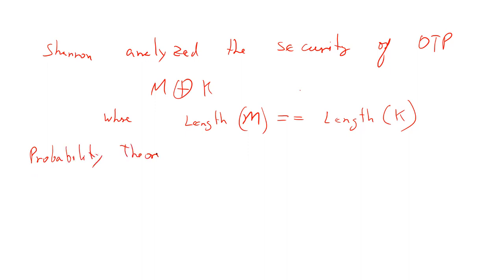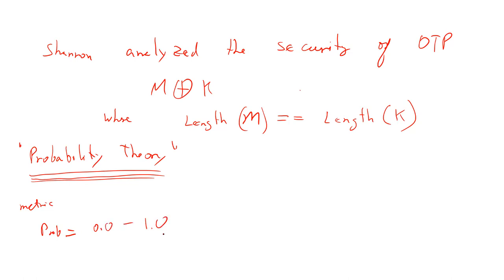Turn to probability theory, right? Probability theory is the theory of the likelihood of things. It's a metric. The key thing about it is that in probability theory, you now end up with a metric: what is the probability of something? And we know that probabilities work in ranges from 0.0 to 1.0, and anything in between.